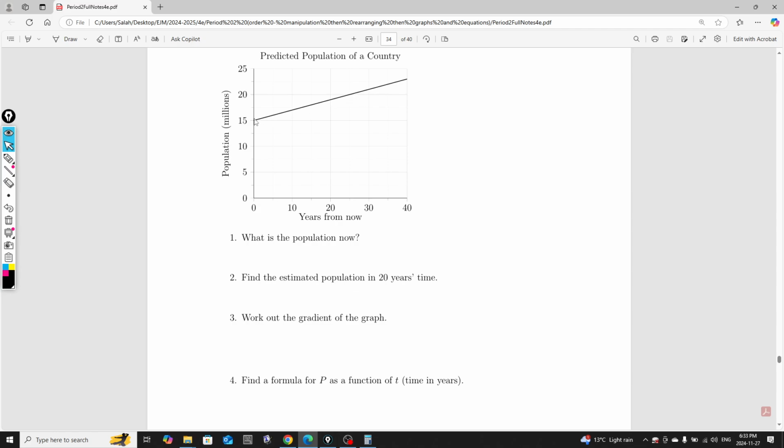So when I look at my graph, I'm just going to say, okay, well, I've got my x is 0 right here, so I'm going to go up to my graph, and there you go. This is where my graph starts at time 0, at 0 years from now. I've got a population of 15 million. So that's what I'm going to write right here. So I'm going to say 15 million.